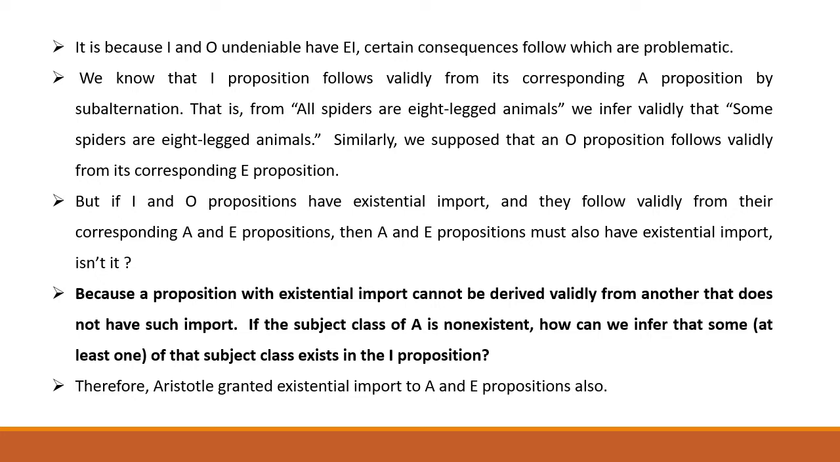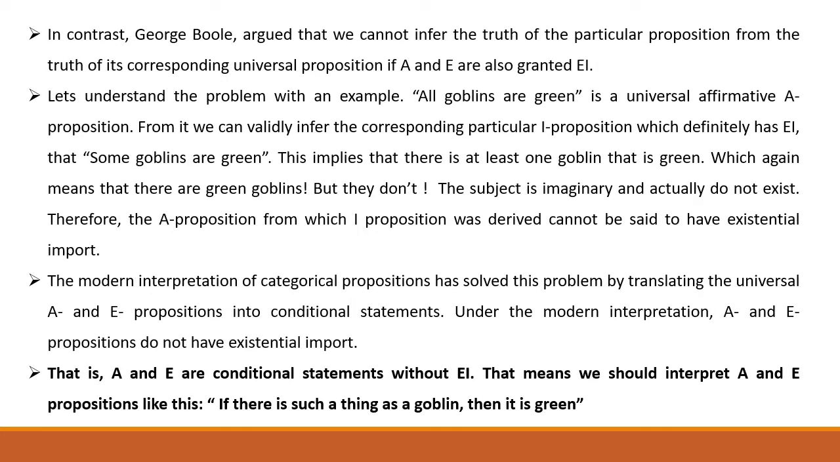But as far as Aristotle is concerned, he granted existential import also to the universal propositions A and E. In contrast, George Boole argued that we cannot infer the truth of a particular proposition from the truth of its corresponding universal proposition if A and E are also granted existential import. Now let us try to understand this problem with an example.